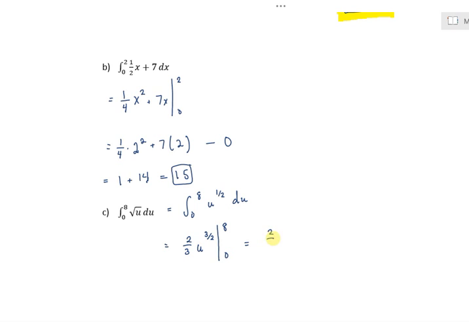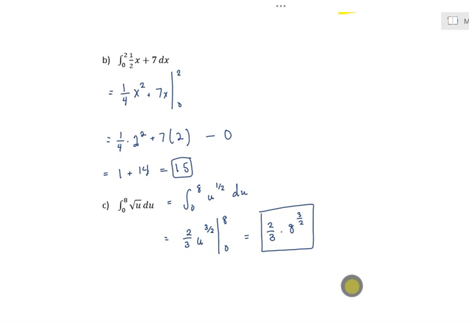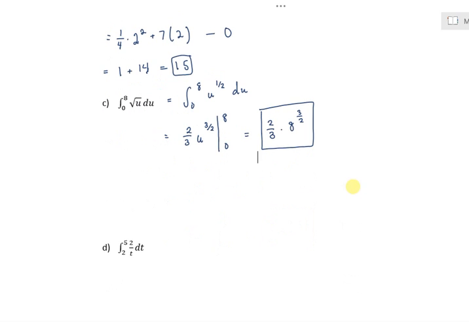So 2/3 times 8 to the 3/2. When we plug in 0, we're just going to get 0, so I'm just going to leave this like this. This is perfectly precise. 8 to the 3/2 isn't any kind of nice number, so there's no simplifying that makes sense here.